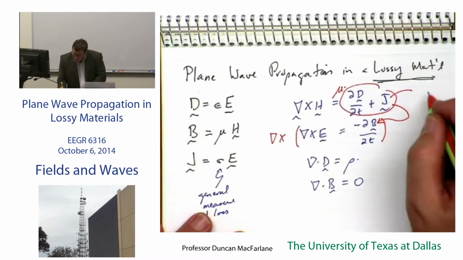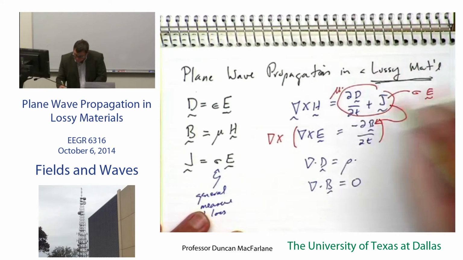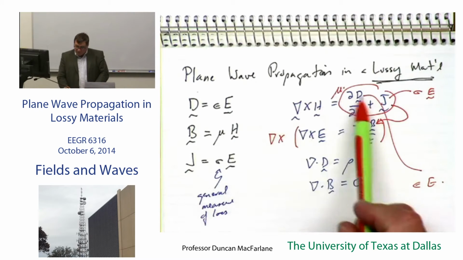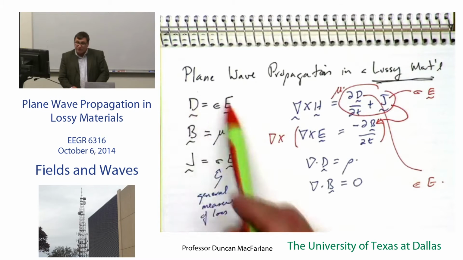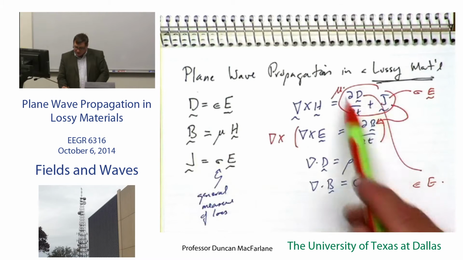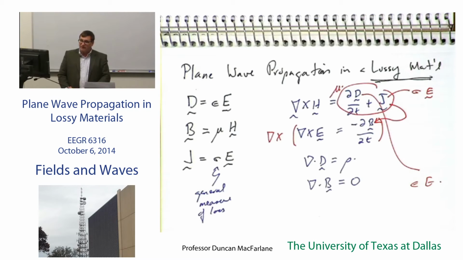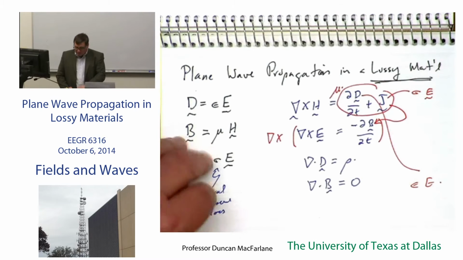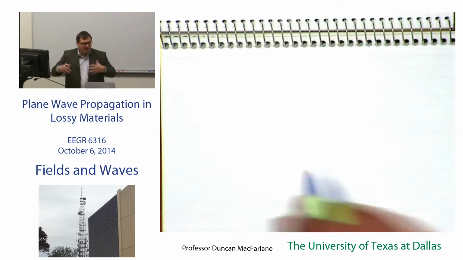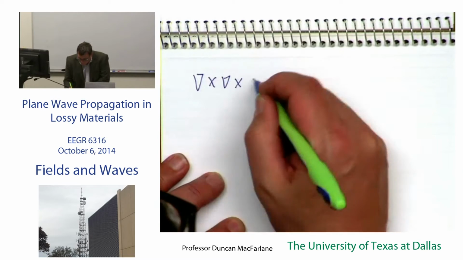And that guy there now will become a sigma E as well. Oh, and then this D here will be epsilon E. So this D will require this material relation, this J will require this material relation, and this whole term in H will require this material relation to substitute back in. Okay? Let me write that out a lot more neatly for you guys. But I think it's useful to see everything together. And besides, we did mostly this last time.